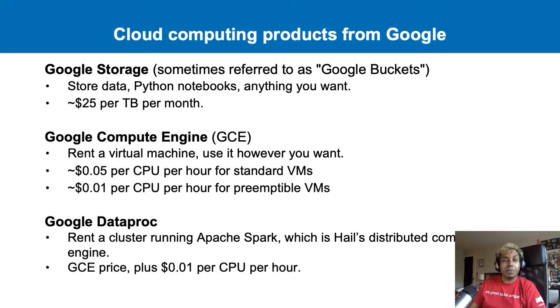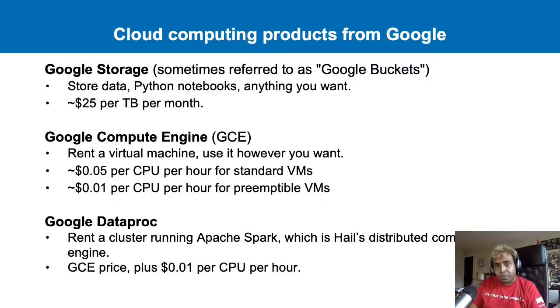So for Google Storage, also sometimes known as Google Buckets, I used to think of buckets going onto the beach and making sandcastles. But no, they're dissimilar. You're keeping data instead of sand or water, depending on what your water-to-sand ratio is. But back to computing. Google Cloud Storage would be your Google Buckets, where you can store your data, Python notebooks, anything you want. Google Cloud Storage tends to be about $25 per terabyte per month, compared to the Broad cluster, which is about $75 per terabyte per month.